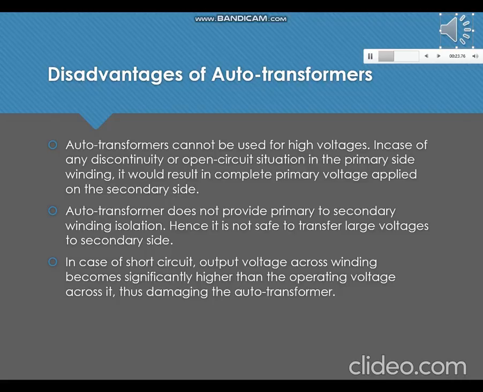Next, an autotransformer does not provide primary to secondary winding isolation. So it is not safe to transfer large voltages to the secondary side. This can be very hazardous.